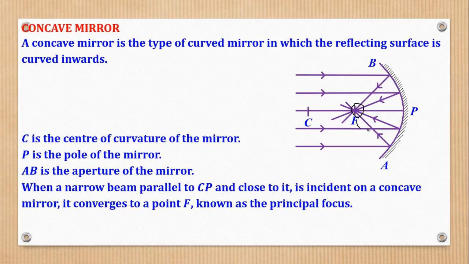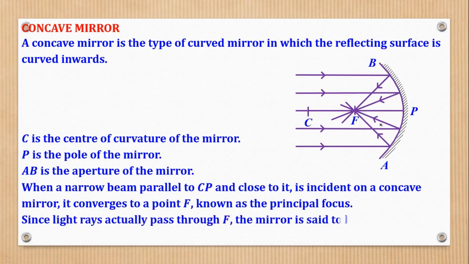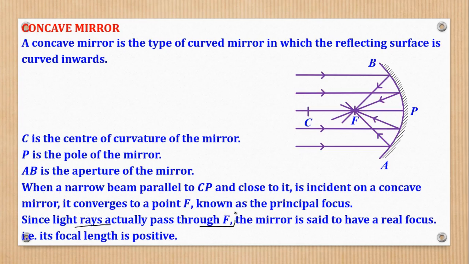The distance from the principal focus to the pole is what we call the focal length, while the distance from the center of curvature to P is what we call the radius of curvature. Since light rays actually pass through capital F, the mirror is said to have a real focus. Another point to note is that concave mirrors have real foci, and this focal length is positive. So when you talk about a concave mirror, remember that the focal length must be positive.